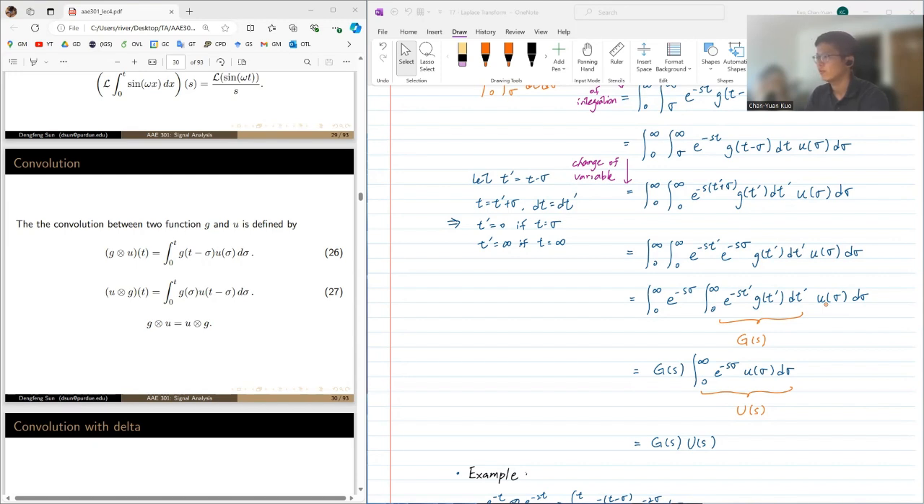And this Laplace transform of g has nothing to do with sigma, so we can again take it out of the integral, and what we'll be left with inside the integral will just be the integration of e to the negative s sigma times u of sigma from 0 to infinity with respect to sigma. And again, you see that this is essentially just the Laplace transform of u. So in the end, we see that the Laplace transform of the convolution between g and u will be the Laplace transform of g times the Laplace transform of u.